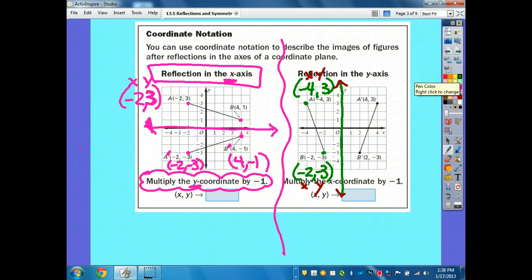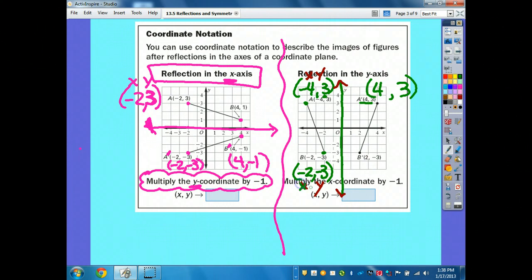If I'm reflecting it in the y-axis, the y stays the same. So therefore my 3 stays the same. Multiply my -4 times the -1 and I get a +4. Look at that. +4 and a 3.